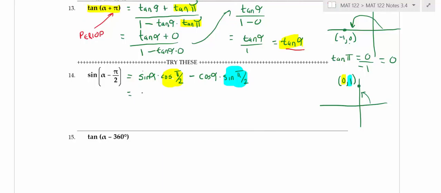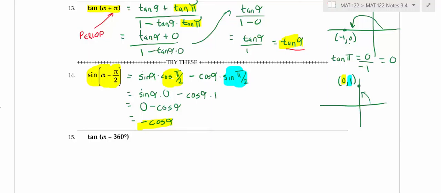So this is going to be sine of alpha times 0 minus cosine of alpha times 1. So that's going to be 0 minus cosine alpha. So the answer should be negative cosine alpha. So we just showed that the sine of alpha minus pi over 2 is the same thing as negative cosine alpha. If you graphed those two things, they'd have the same exact graph on there.